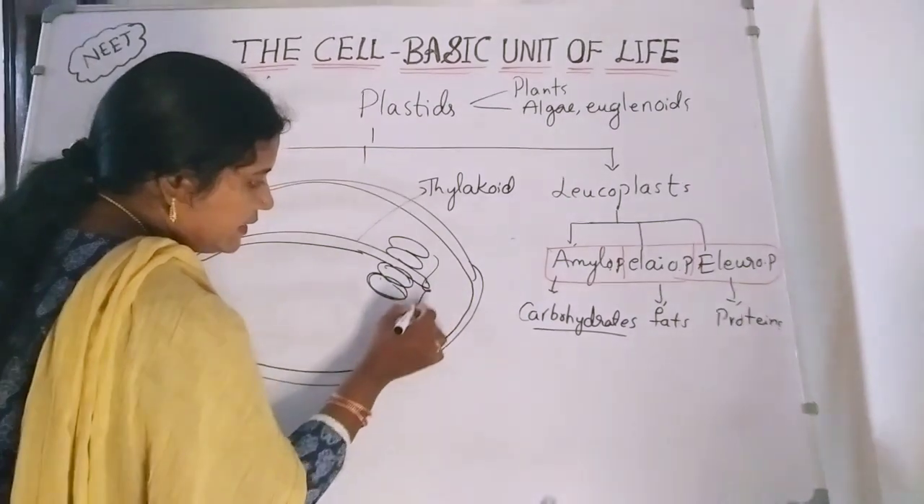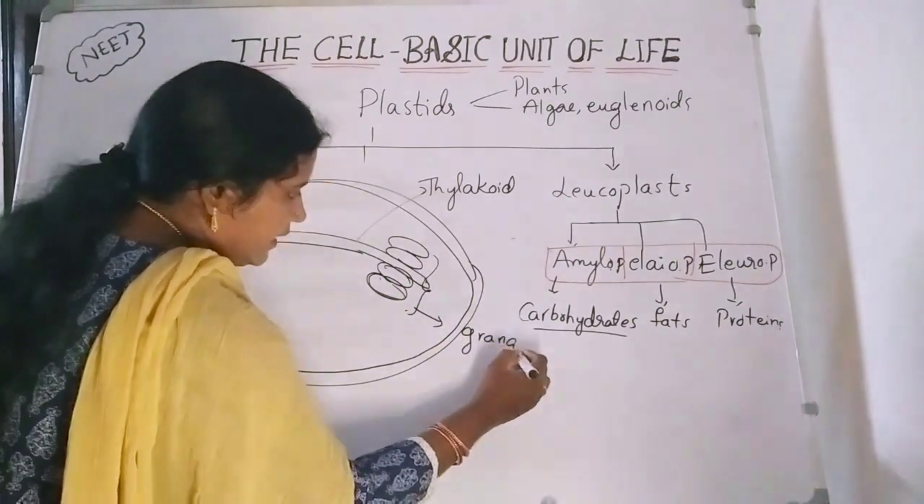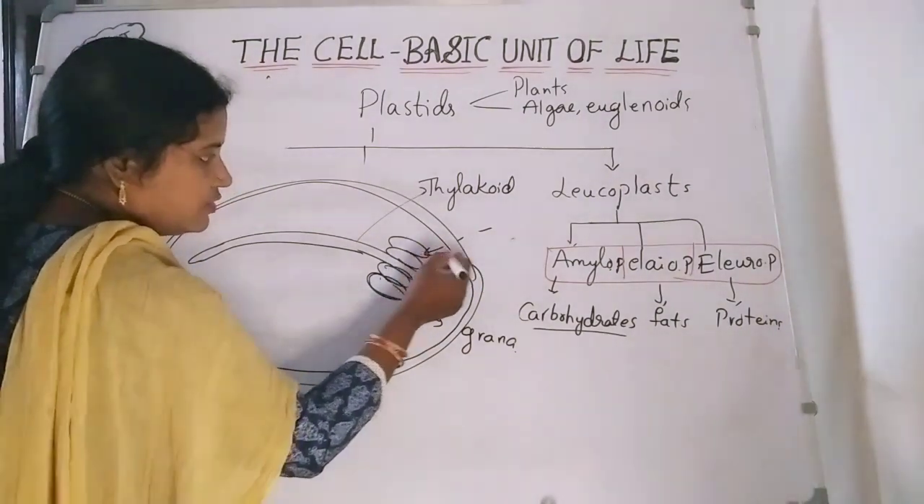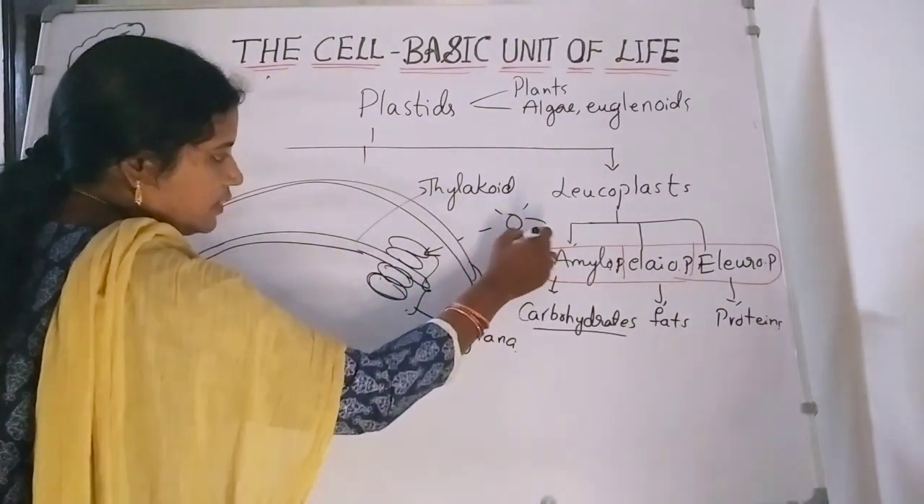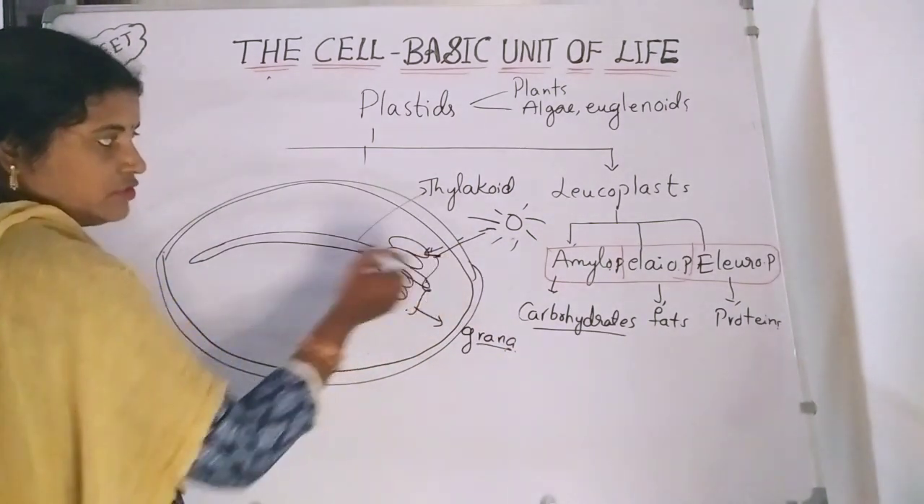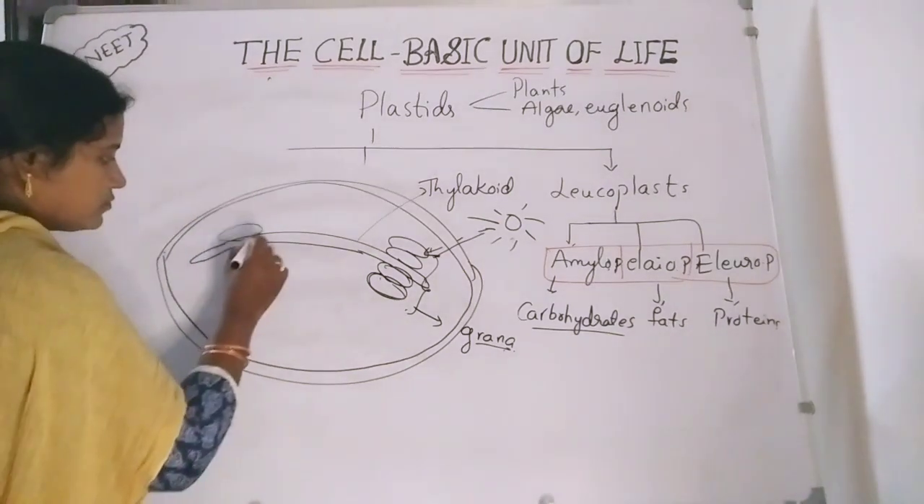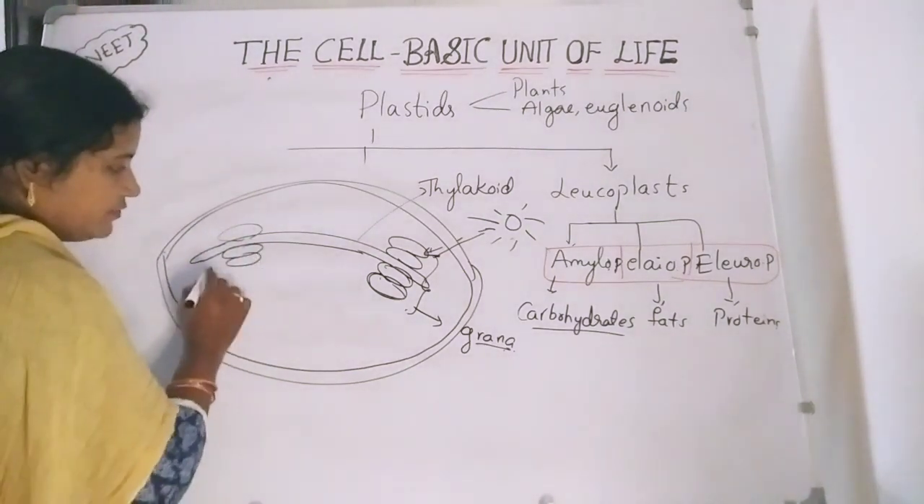This stack-like structure is known as grana. It is responsible for trapping the solar energy. Grana is responsible for trapping the solar energy. These thylakoid membranes are connected with each other.